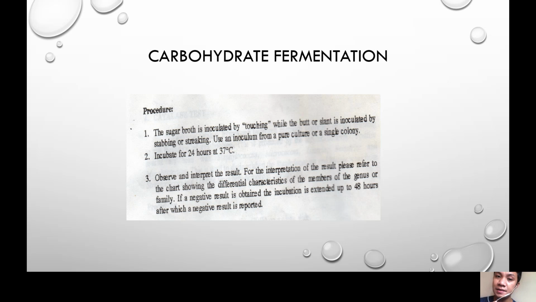So the procedure for this one, just inoculate your bacterial inoculum into your glucose broth or your lactose broth or even your sucrose broth. Then incubate that at 37 degrees Celsius for 24 hours. After that, observe for the positive reaction. Our positive reaction is yellow, and our negative reaction would be red for your carbohydrate fermentation.